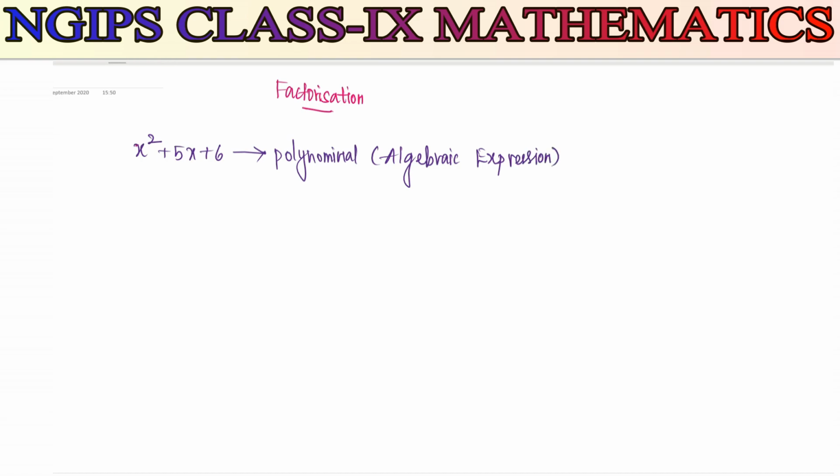When a polynomial or algebraic expression can be expressed as a product of two or more expressions. Here we have the algebraic expression x square plus 5x plus 6. Now this expression, this polynomial, I am going to express as a product of two expressions. So here I can write it as x plus 3 into x plus 2. So this is the product of two expressions. Each of these expressions we used to call a factor. So here x plus 3 is a factor, and x plus 2 is also a factor.